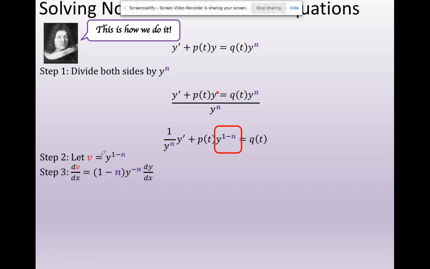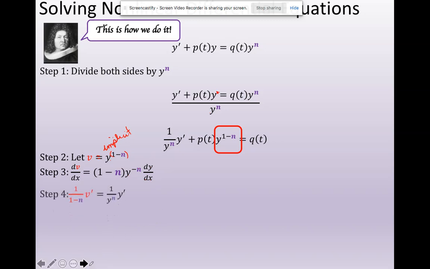Then take the derivative of both sides of this equation with respect to x. So take the derivative of v with respect to x, which means you're going to do implicit differentiation here. You're going to bring down the exponent, 1 minus n, in front, copy over the y, and subtract 1 from the exponent. What's 1 minus n minus 1? Well, it's negative n, isn't it? Then multiply by the derivative of y with respect to the variable I was differentiating with.